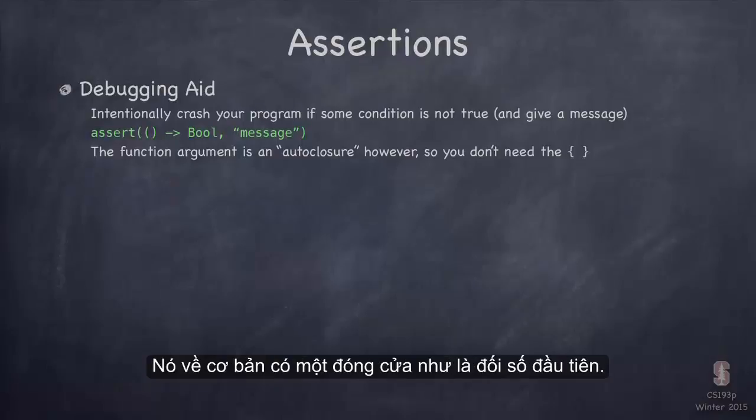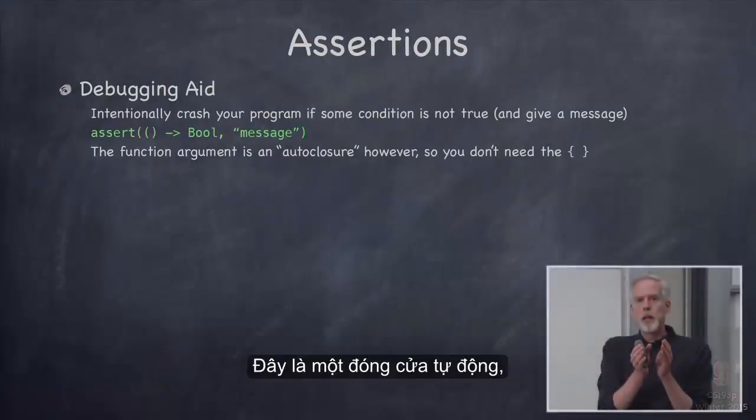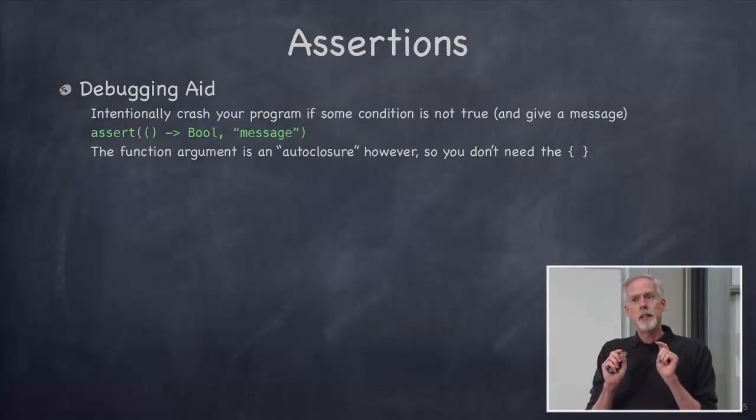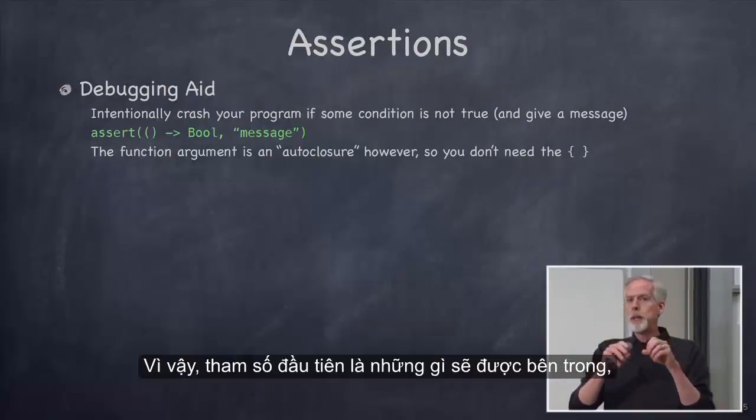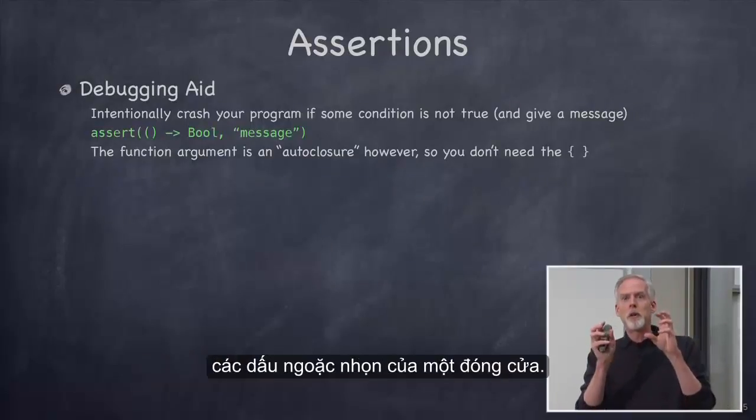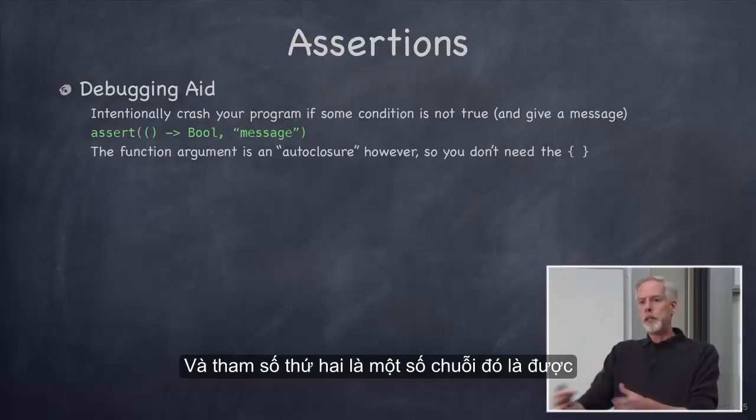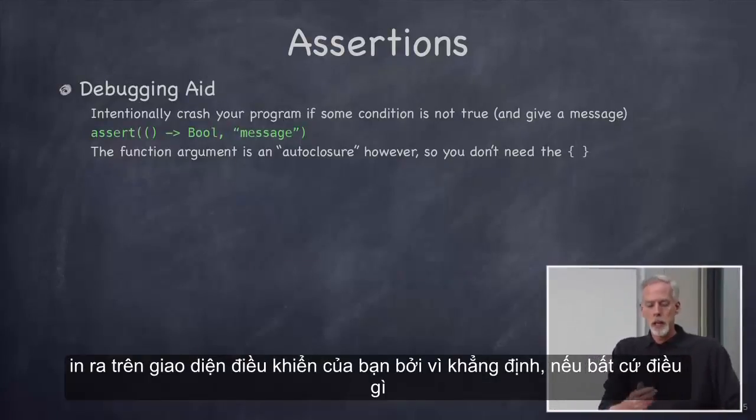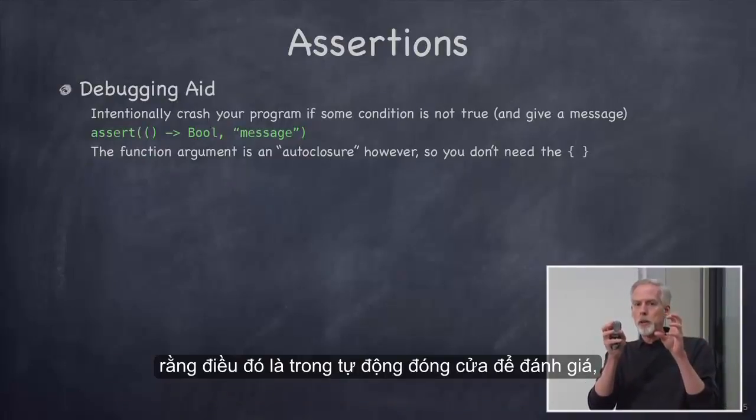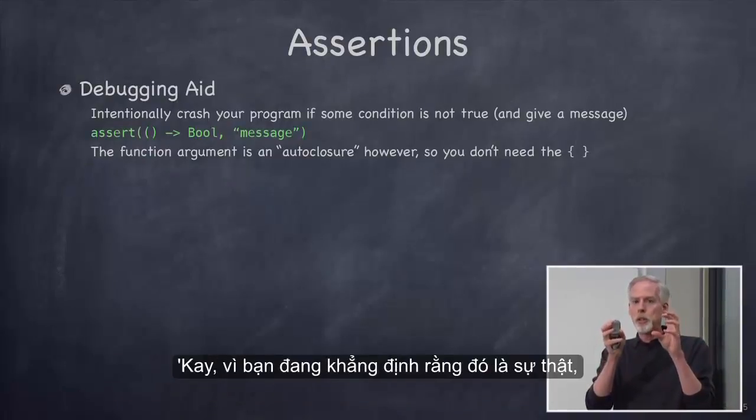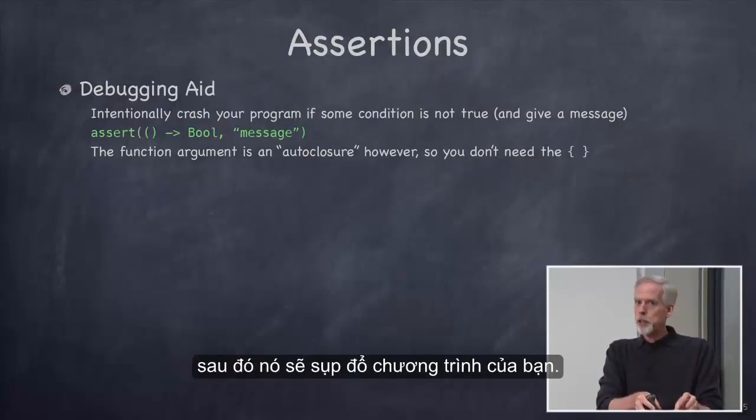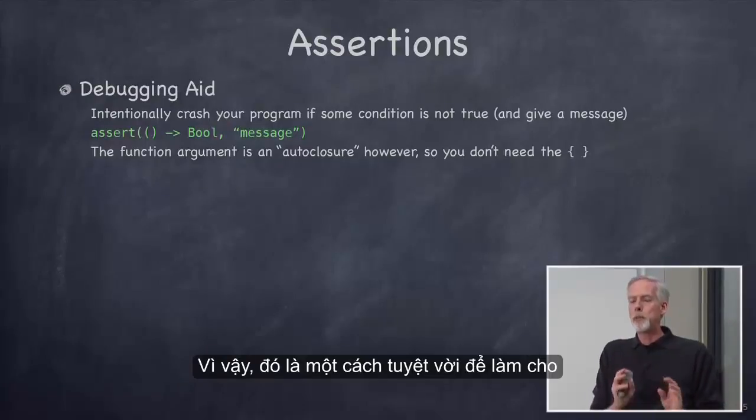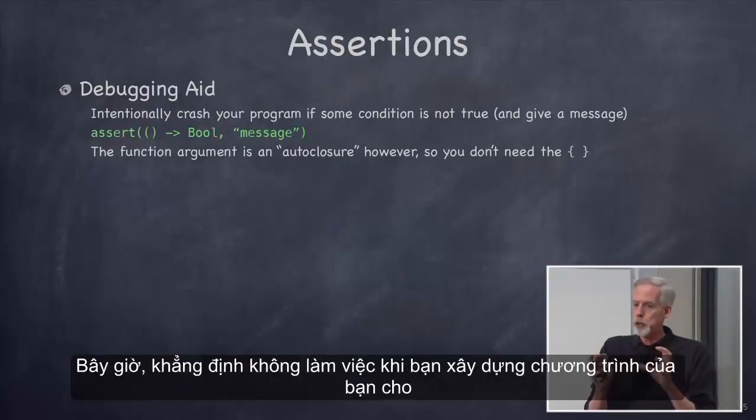They basically take a closure as the first argument. It's an auto closure, which means you don't need the curly braces. It's kind of a funky thing, okay? So the first argument is what would be inside the curly braces of a closure. And the second argument is some string that's going to be printed out on your console, because if whatever that thing that was in the auto closure evaluates to is not true, okay, because you're asserting that that's true, then it's going to crash your program. Okay, and print that message out. So it's a great way to make your program crash when things that should be true aren't.